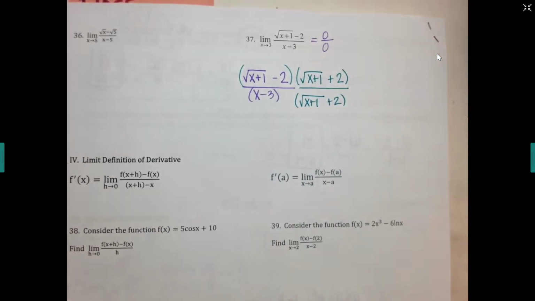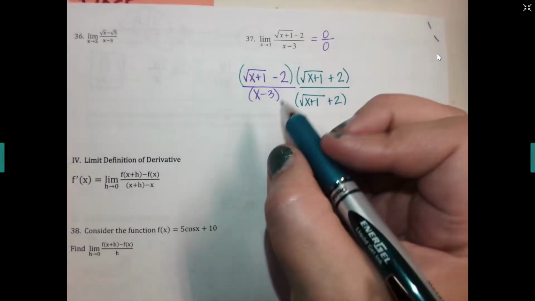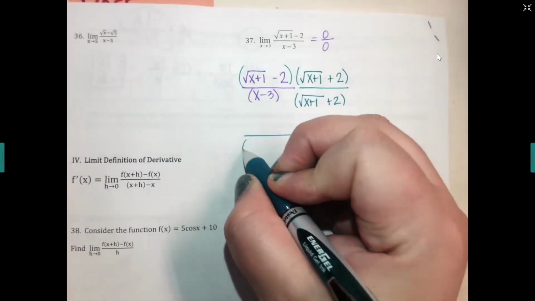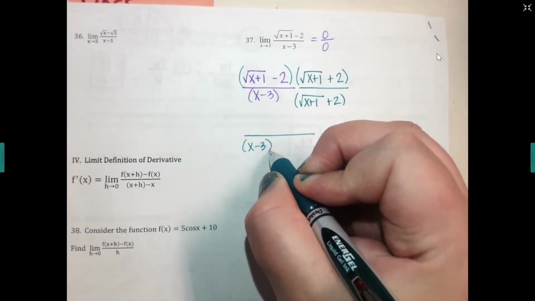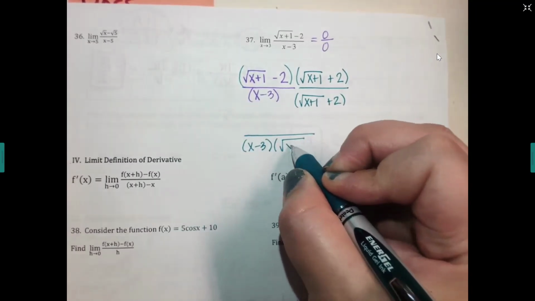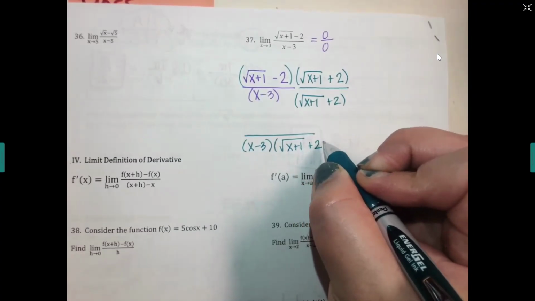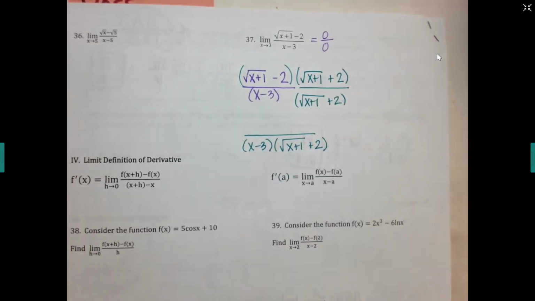Remember though, the bottom guys aren't conjugates. So you wouldn't times those out with each other. You're just going to leave those. It'll make it worse if you times the bottom out. So my bottom, I'm going to write exactly the same as it was. I'm going to have an x minus 3. And I'm going to have a root x plus 1 plus 2. Okay, if they're not conjugates, you're not going to waste your time timesing that out.